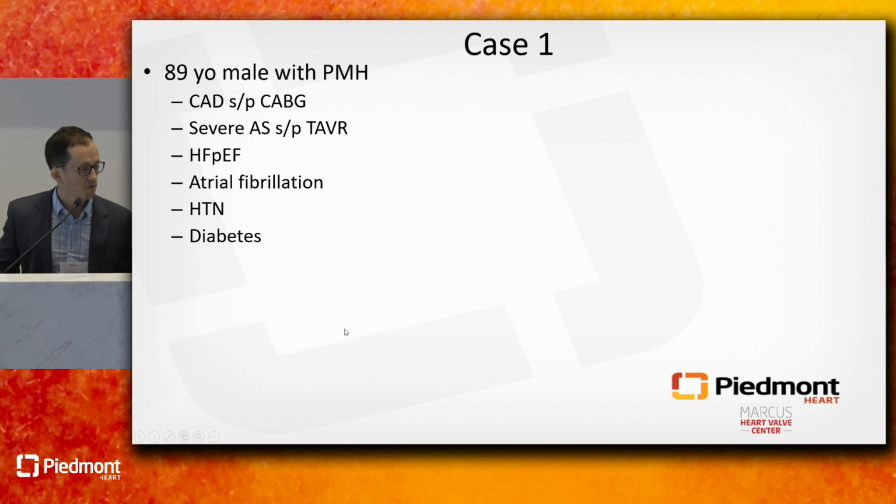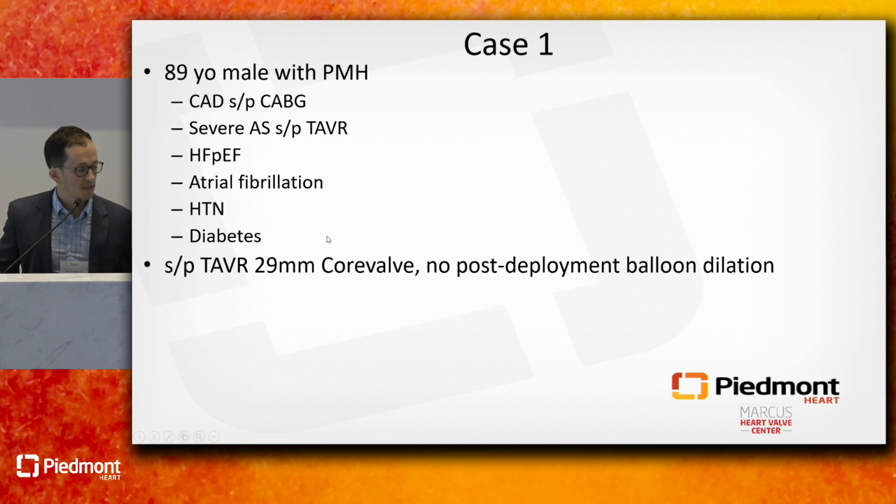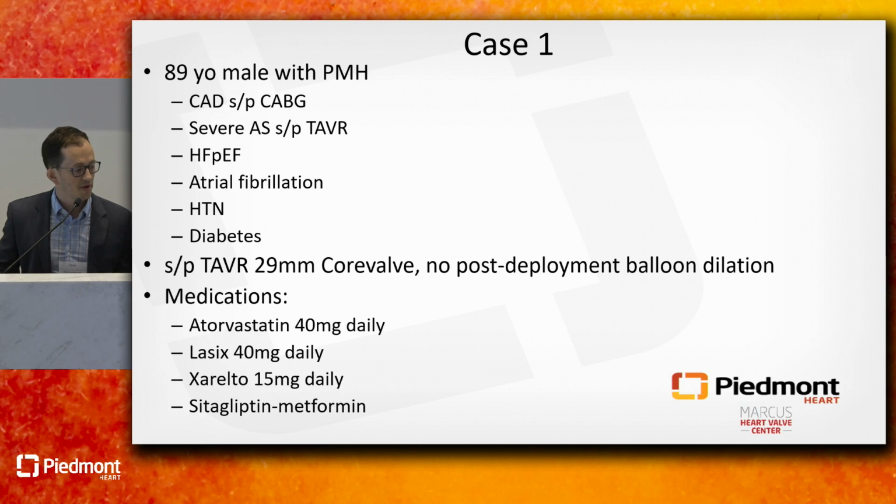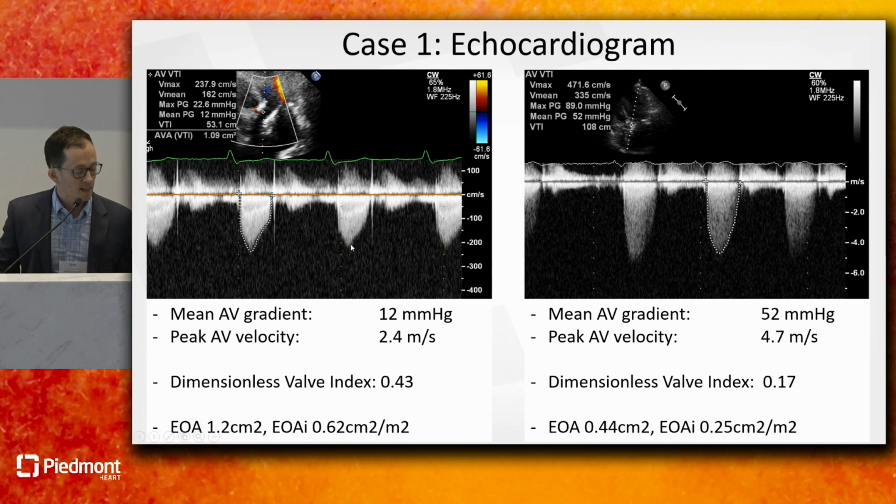This is an 89-year-old male, history of CABG, multiple comorbidities. He underwent a 29 millimeter CoreValve. He was on Xarelto for oral anticoagulation for AFib. So here's his echo from 2017. He had a mean gradient of 12, peak velocity 2.4, dimensionless valve index of 0.43, and an EOA of 1.2. So he came back to clinic with new symptoms.